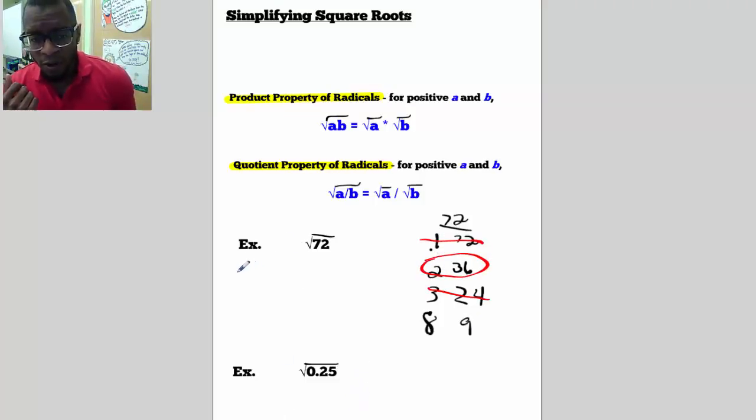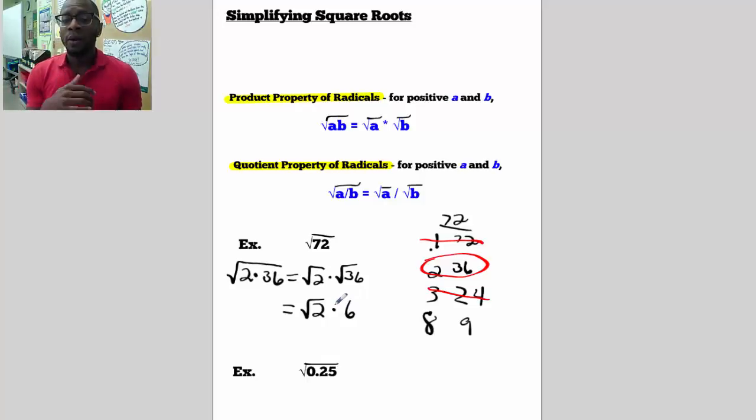All right, and so what I'm going to do is bring my radical back, and replace 72 with the factor pair that we chose, which is 2 times 36. And now, using my product property of radicals, I can separate these two into separate radicals. So I'm going to have the radical of 2 times the radical of 36. Now we know 2 is not a perfect square, so there's nothing that we can do with the square root of 2, but we do know that the square root of 36 is 6. So next we can write the square root of 2 times 6.